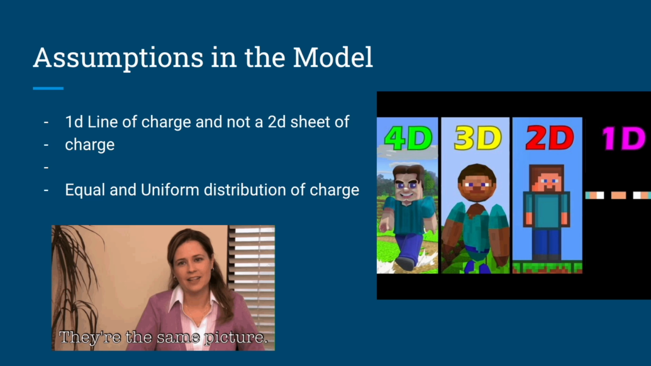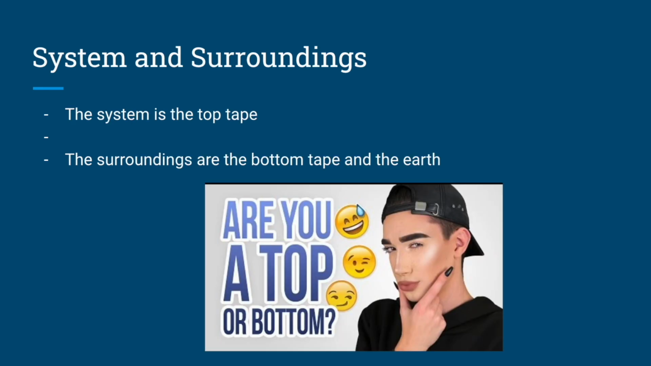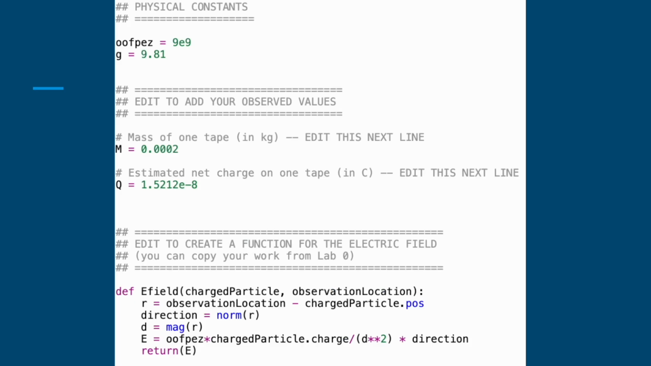Now, assumptions in the model. We are modeling the tapes as a line of 1D charges and not a 2D sheet of charges. We also assume that the charges are uniform and equal along and between the tapes, so there's no different charges between the tapes. Now, what's a system and surroundings? The system is the top tape. The surroundings are the bottom tape and the earth, which is acting on it.